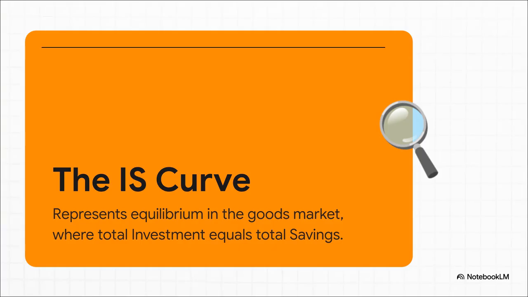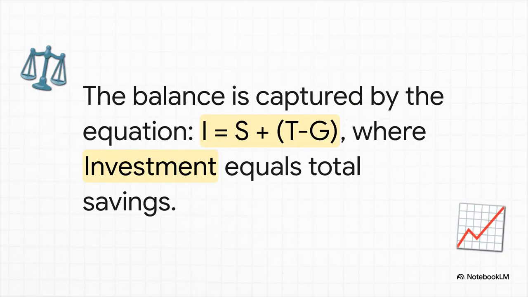Okay, let's start with the IS curve. The I stands for investment, and the S for savings. Simple enough. This curve basically represents all the possible combinations of income and interest rates where the goods market is perfectly balanced. It's the sweet spot where the amount businesses want to invest is exactly equal to the amount that people and governments want to save. This balance is captured in this little equation, where investment equals private savings plus what we call public savings, which is just taxes, T, minus government spending, G.